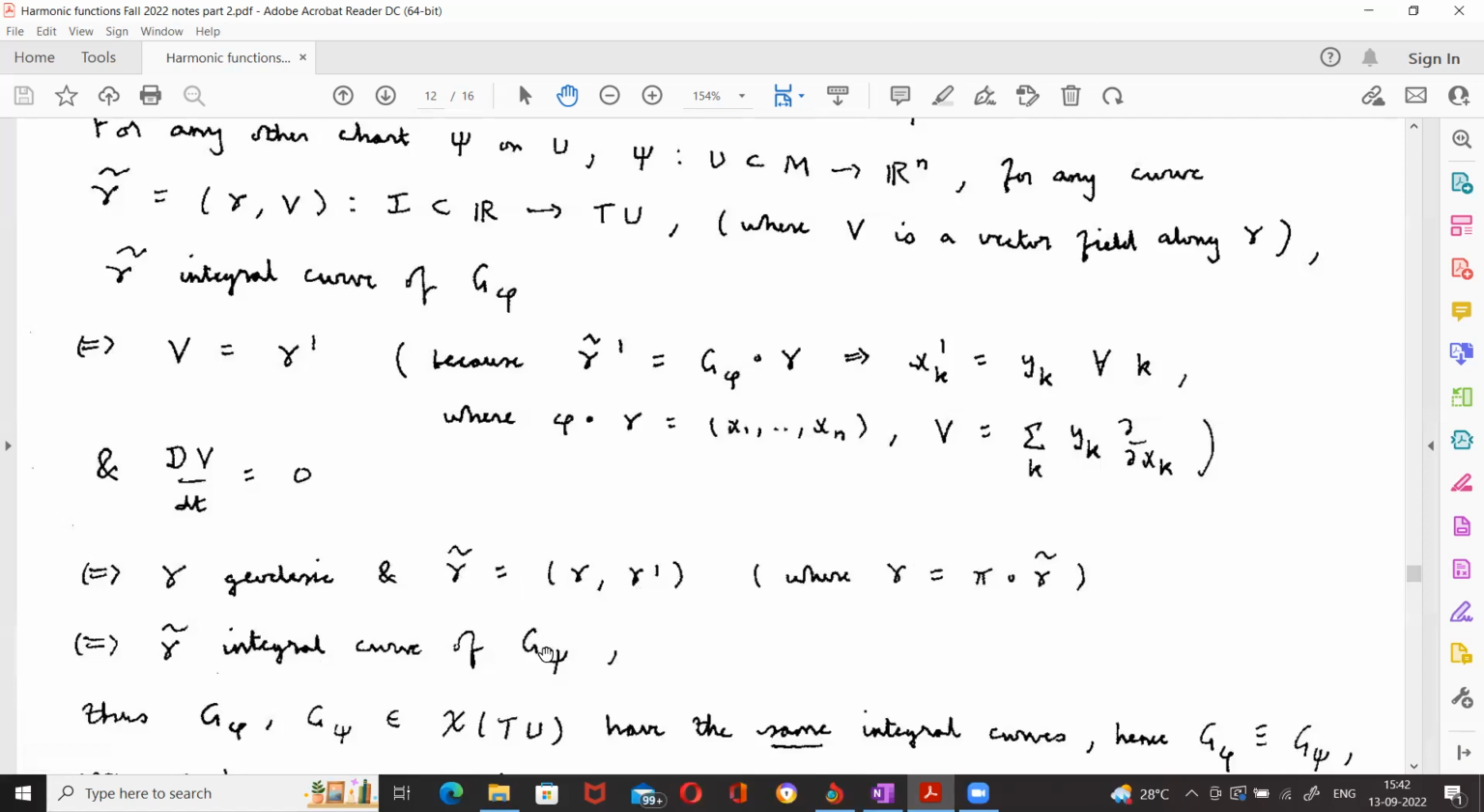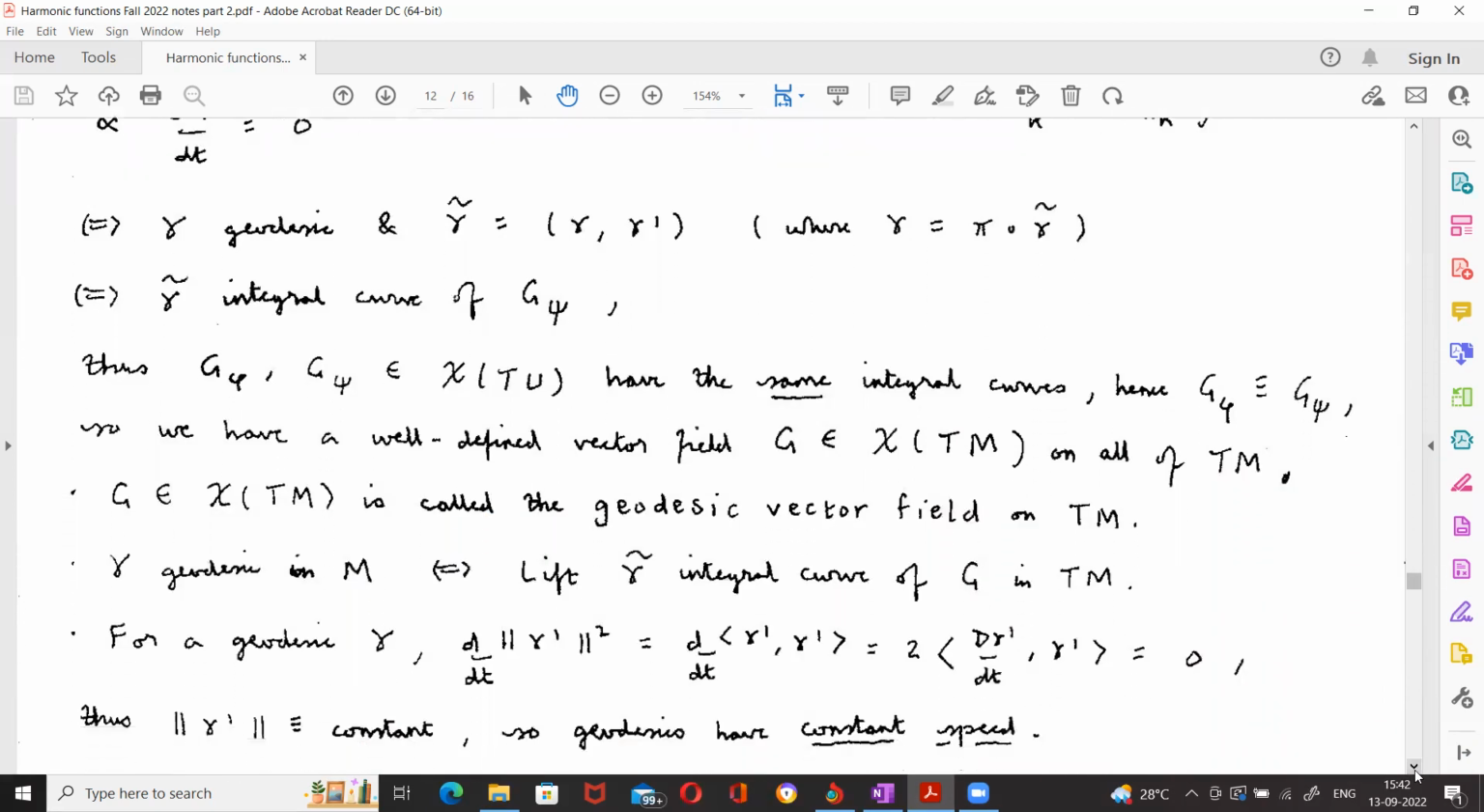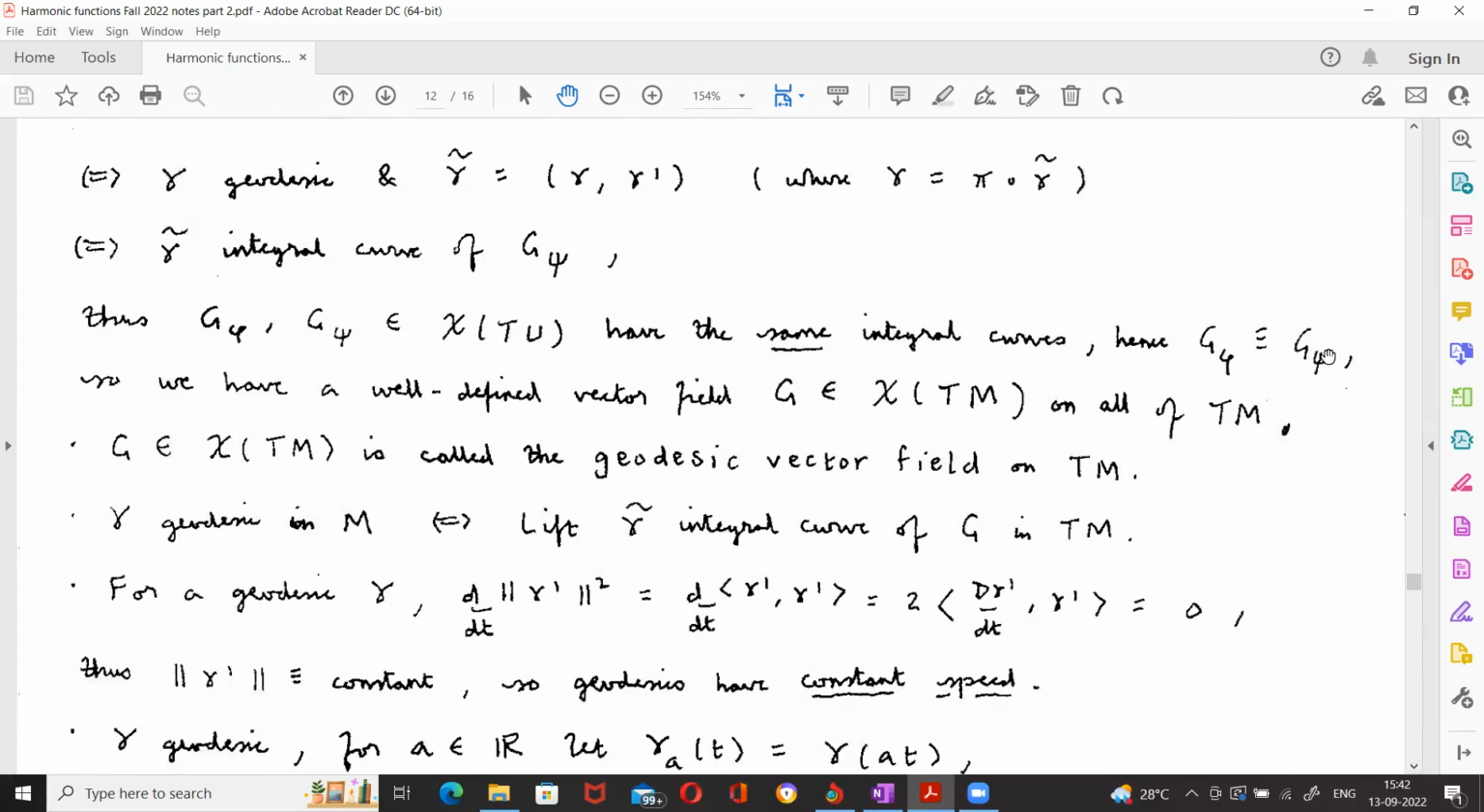By the same argument we did it for G phi, we can do it for G psi. So what does that mean? That means that the two vector fields G phi and G psi have the same integral curves, right? So these two vector fields have the same integral curves. Therefore, the vector fields are the same. Is this clear? So therefore, this vector field is independent of chart.